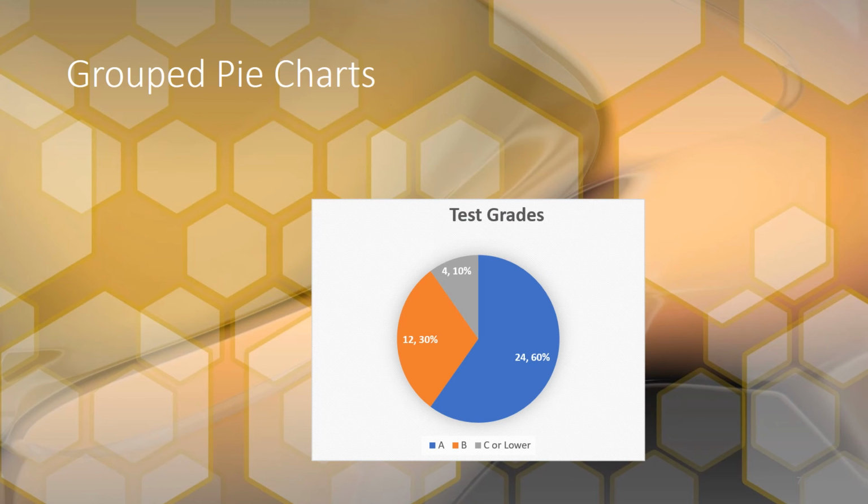And then here's the group pie chart, which is a little bit easier to read because we're chunking things. We can see that 60% got an A, 30% got a B, and 10% got a C or lower. So it's a little bit easier to read since we're chunking it and there's not so many categories. It's just easier for the reader.